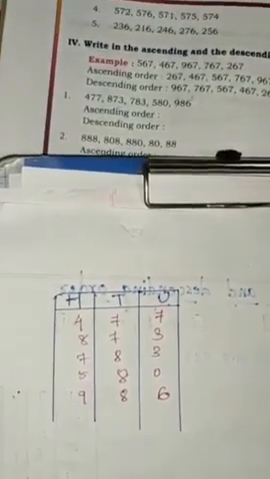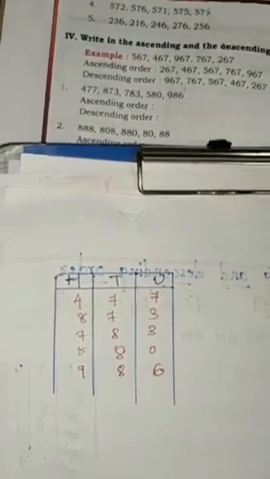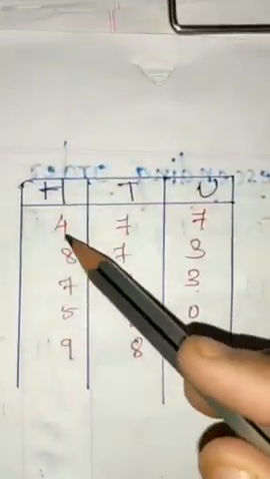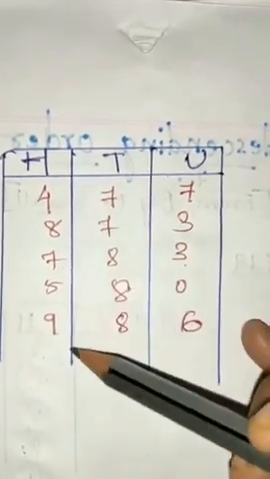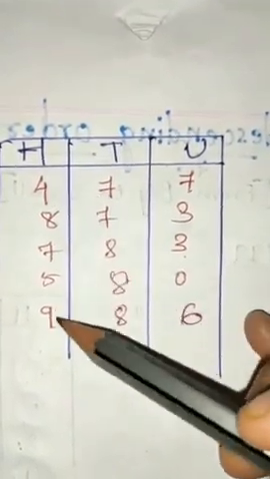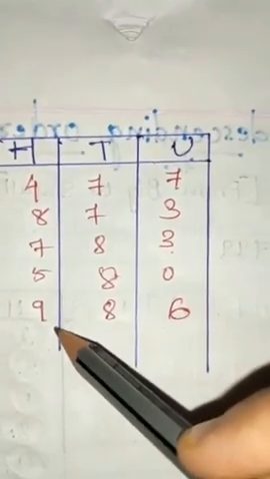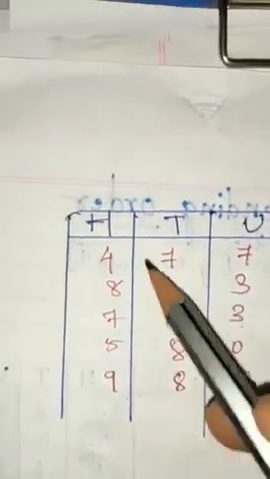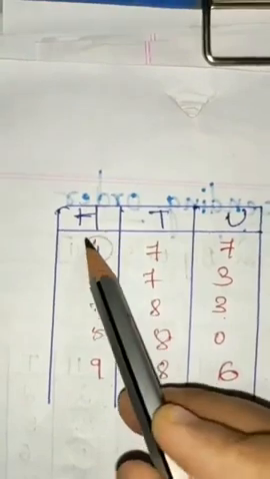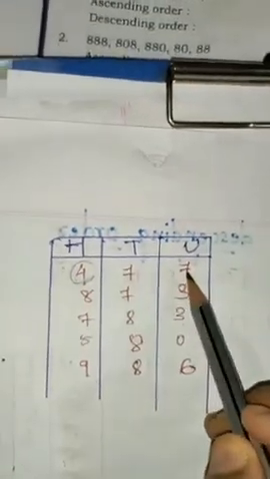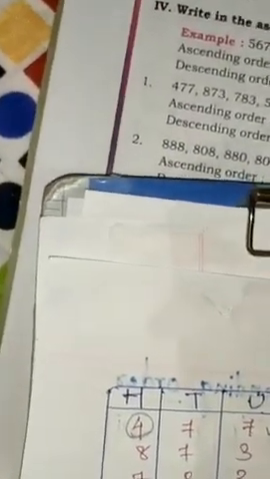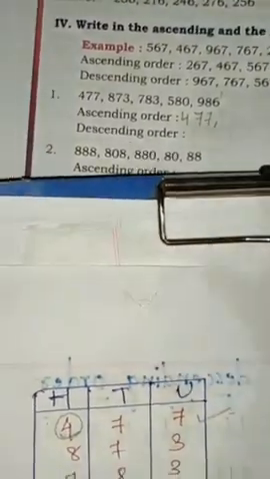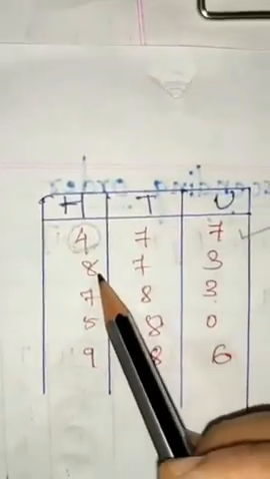Now let us arrange these numbers in the ascending order, meaning we have to start the numbers from small to big. Right. So first, let us compare all the digits in the 100 place. 4, 8, 7, 5, 9. Which is the smallest one here? Yes, 4. 4 is the smallest one, meaning 477 is the first smallest number, right? So we'll write here 477. Next, which is the next smallest number here?